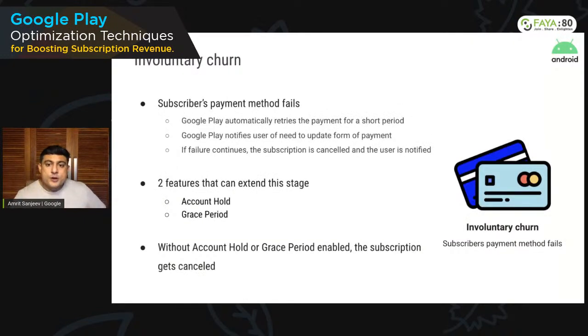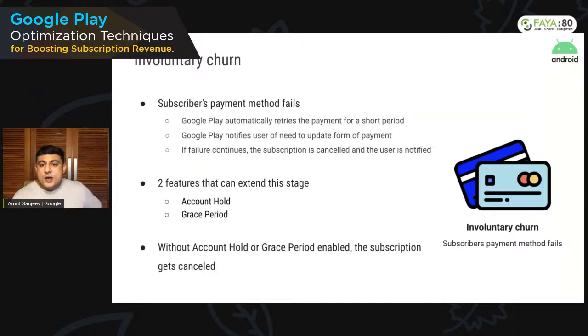When it comes to involuntary, it's a little more aggressive. When an involuntary payment fails, that is at the end of the period of subscription, right? That is when Google usually automatically starts retrying the payment for a short period, which is usually 24 hours. And Google Play will also notify your user saying, hey, your payment has failed. You're going to lose access to this particular entitlement. And if it continues, the user subscription is cancelled and the user is notified. The user can come back and resubscribe if they want at the current price, or they can ignore it.